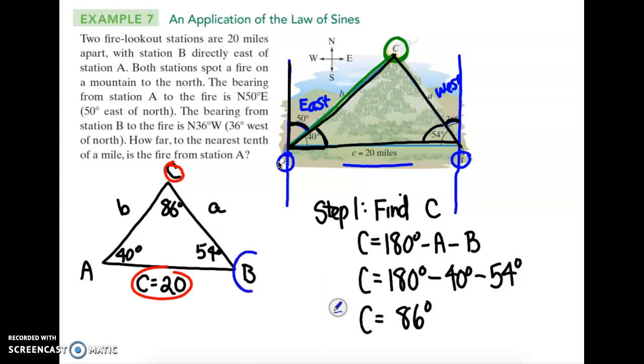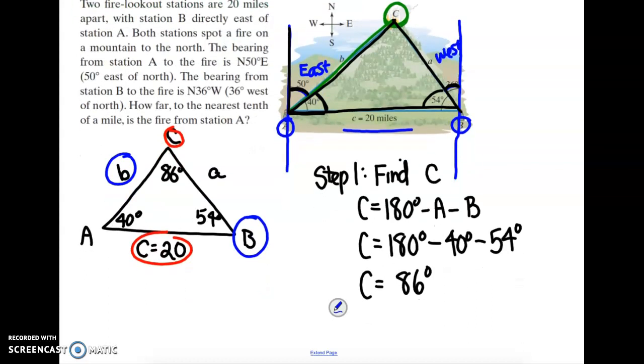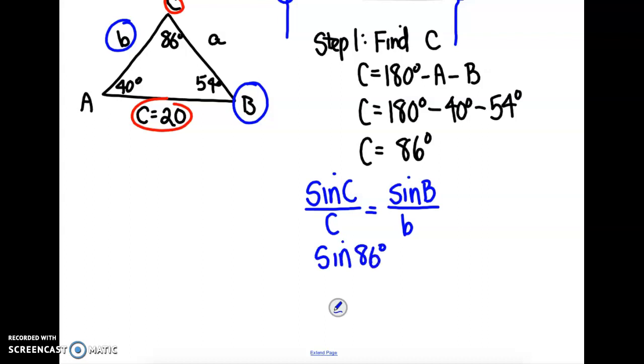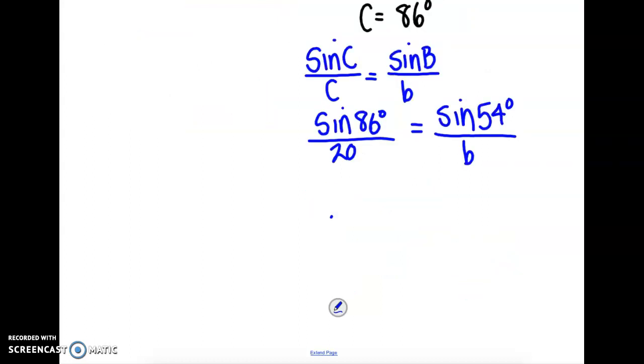So here is angle B, here's side B. We're going to use the law of sines. So we set up our proportions. Sine of C over C, sine of B over B, and sub in what we know. Angle C is 86 degrees. Side C is our 20 miles. Sine of B, which is 54 degrees. Side B is unknown.